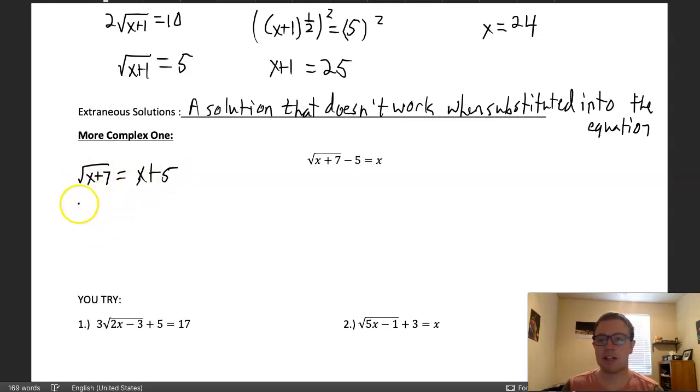Now we still need to get rid of this square root. We can't deal with an x inside of a square root. It will make it impossible to solve. So we're going to have to square both sides of this equation. When we do that, we'll end up with x plus 7 on the left-hand side. Our square root and our square will cancel out. And then on the right-hand side, we'll have x plus 5 squared.